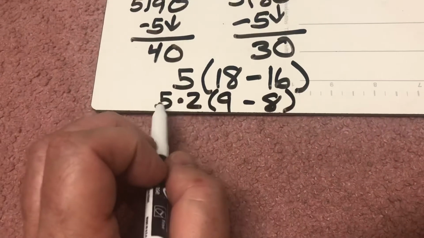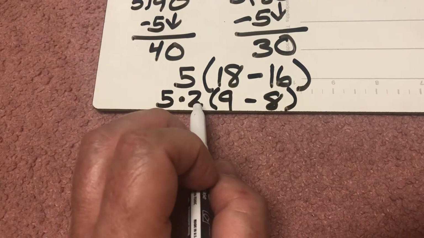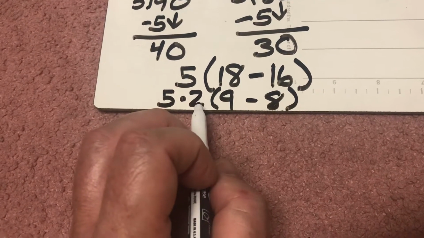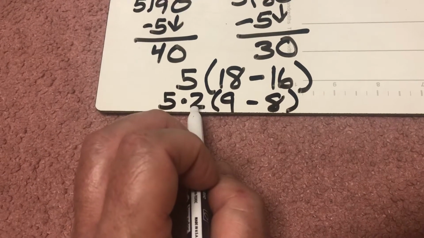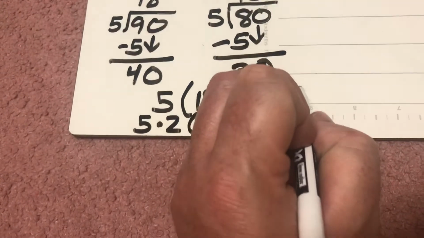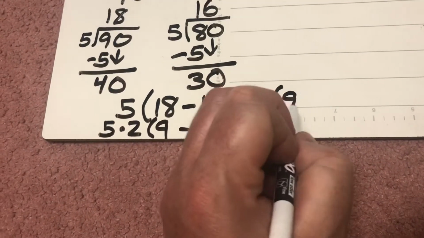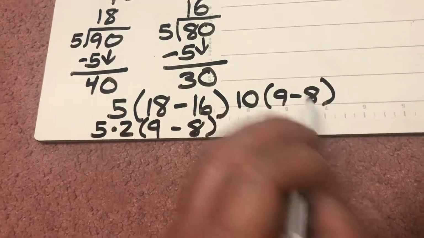And I end up with 5 times 2, which is 10, and then with 9 minus 8 in parentheses. So my final answer actually needs to be 10 with 9 minus 8 in parentheses.